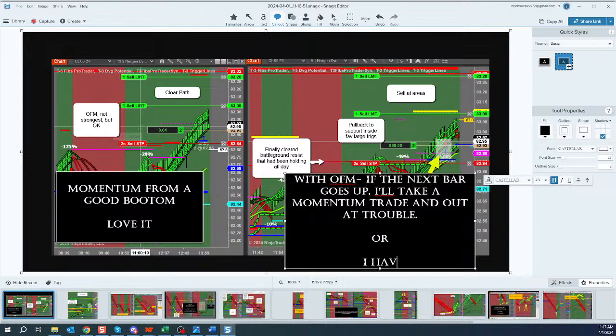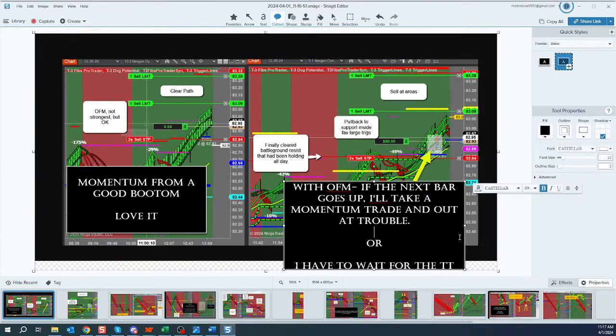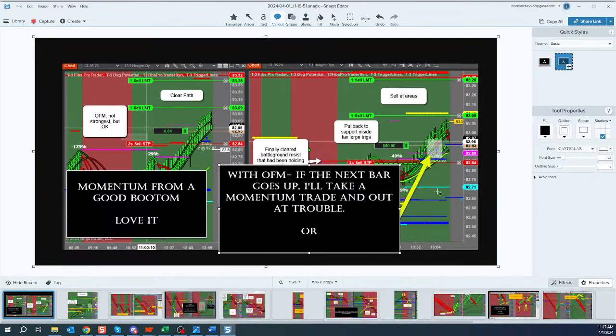Or I have to wait for the area, for the trend trade area. So I'm not saying that either's right or wrong, right? The momentum trade makes a lot of sense there. But what happens if divergence prints on your momentum trade? Well, then you need to be looking for support down here. So when you understand what exactly you're doing, you know how to manage it.